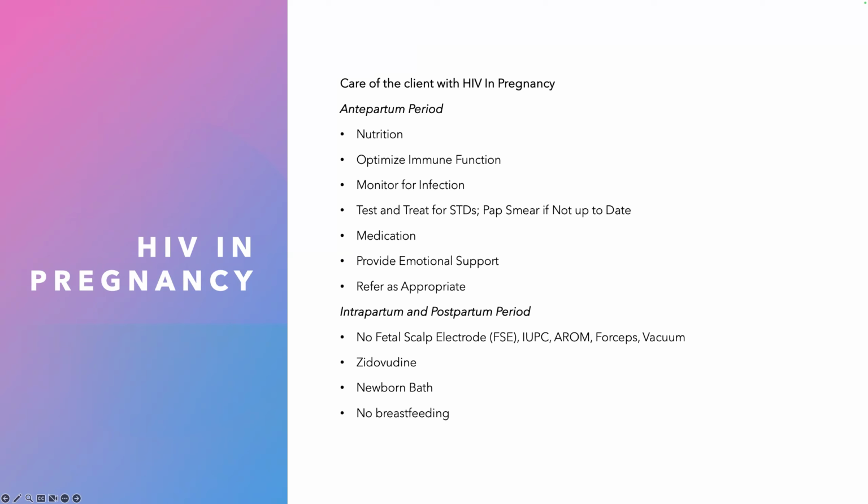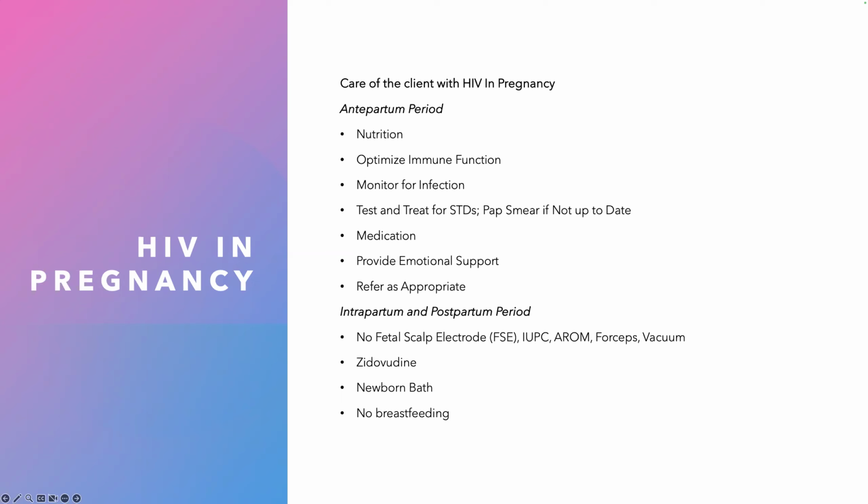So making sure that they're taking their medicine. We want to provide emotional support for them and education and refer them as appropriate. And so intrapartum and postpartum, we don't want a fetal scalp electrode on the baby. We don't want to use an intrauterine pressure catheter. We don't want to rupture their membranes.